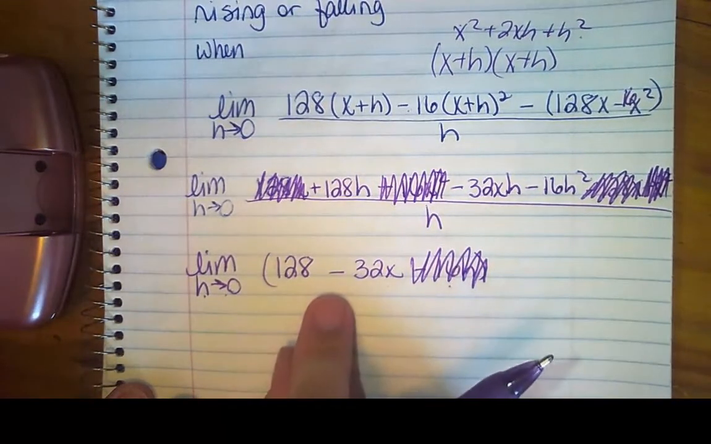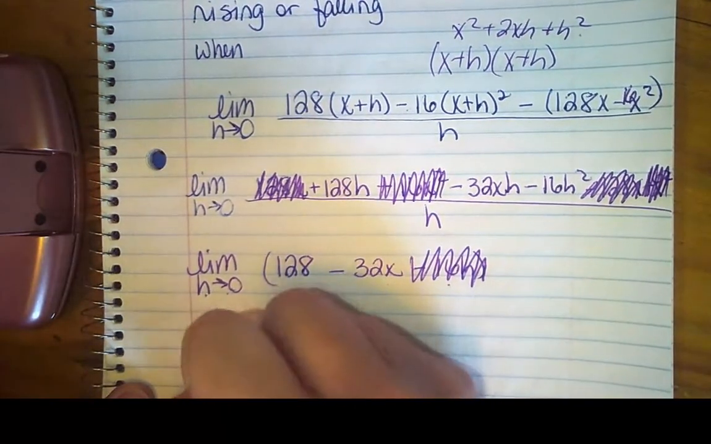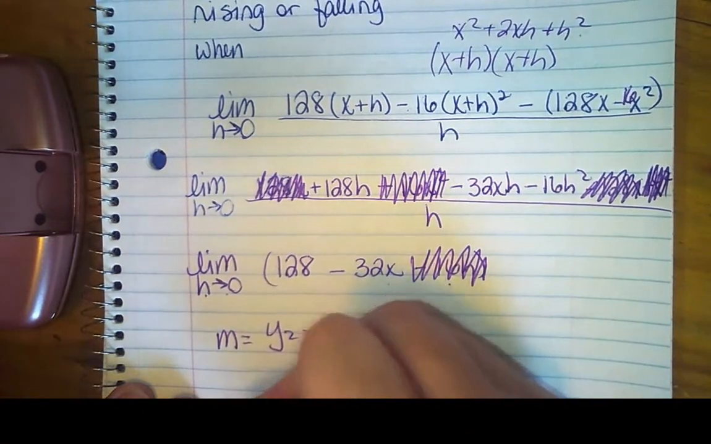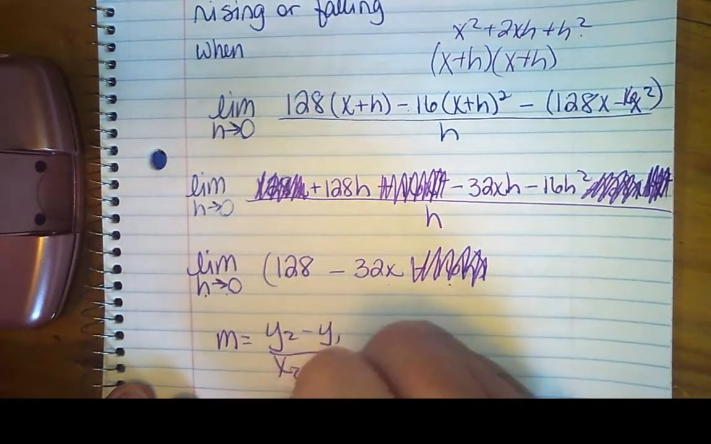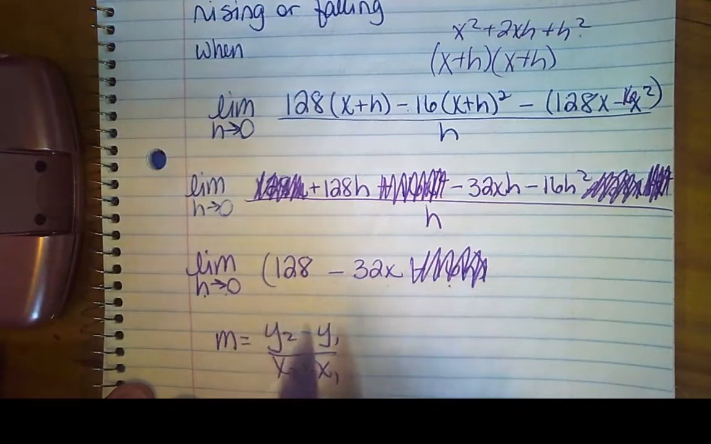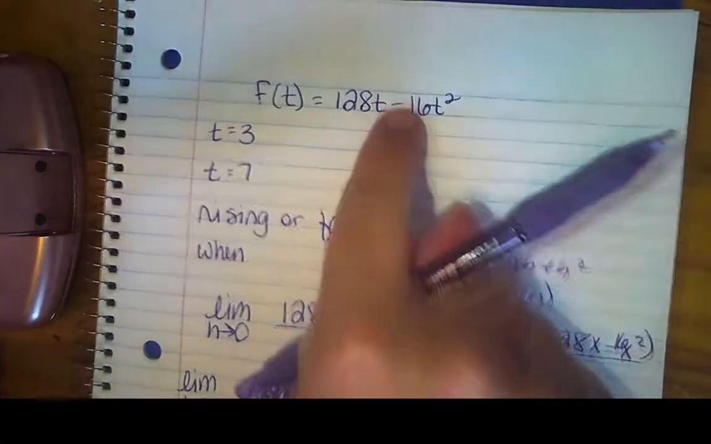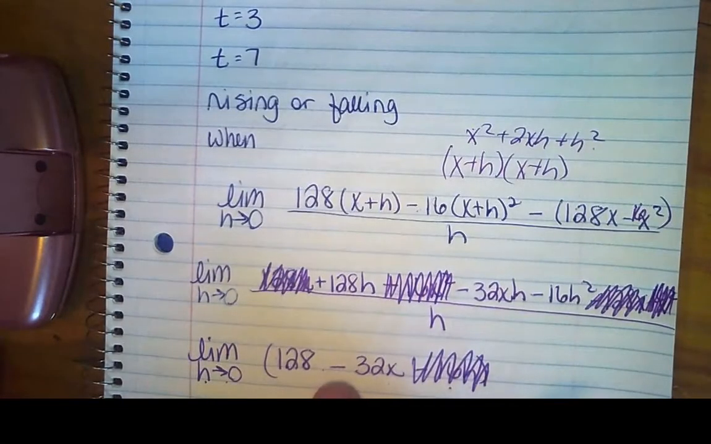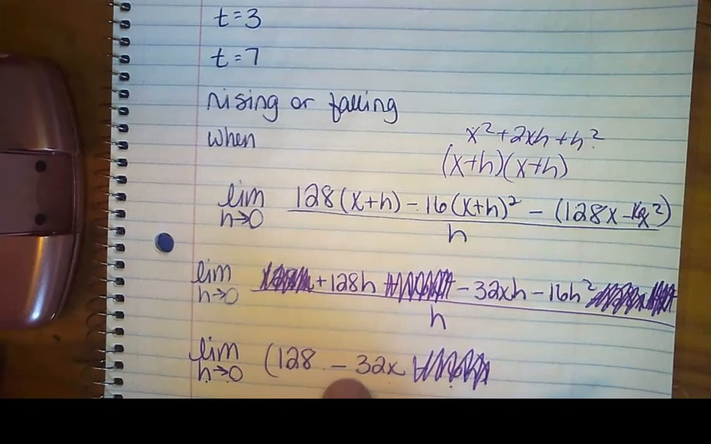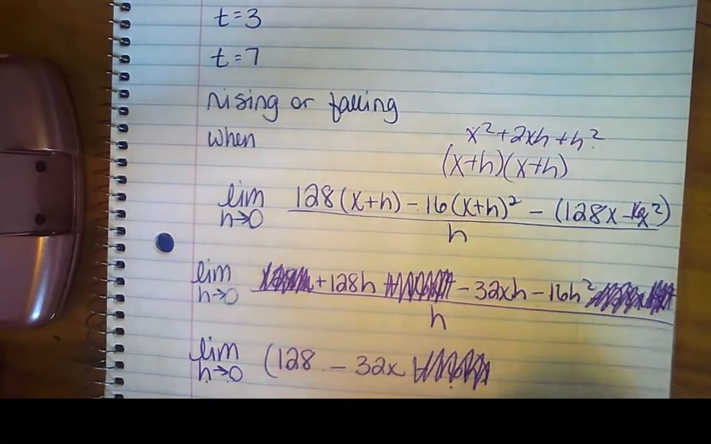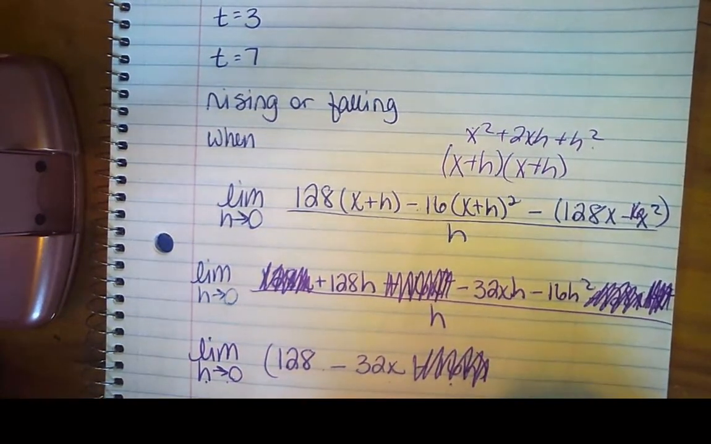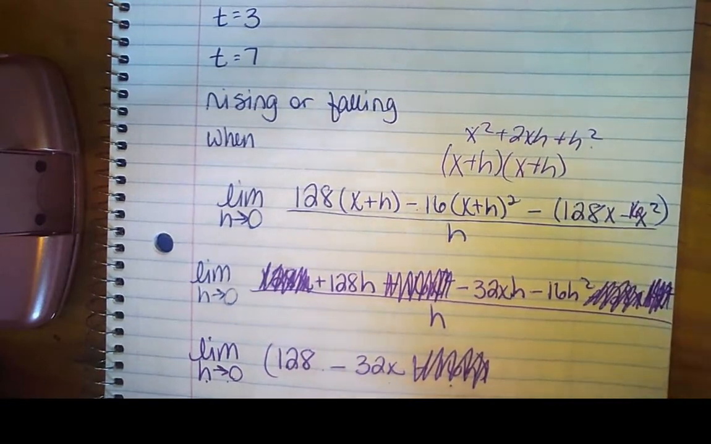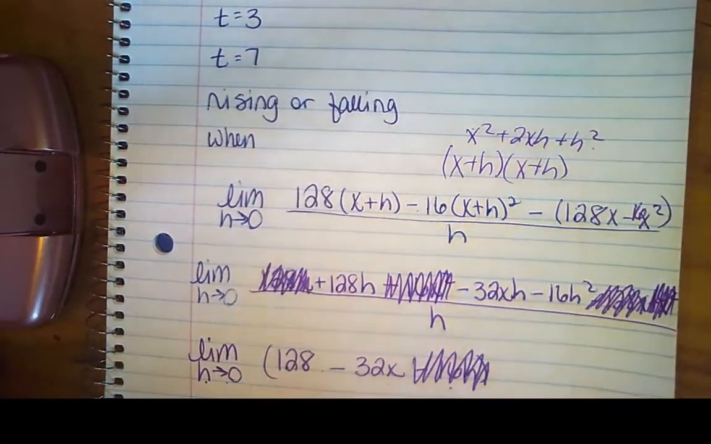So now your formula for slope, instead of being in algebra world, which would look like this, your formula for slope for this specific curve, okay, so your formula for slope on the tangent line, or the formula for instantaneous rate of change, is now 128 minus 32x. So my slope is going to be 128 minus 32x.